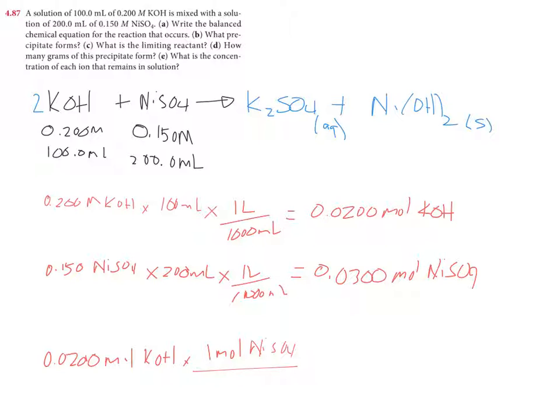We carry out that calculation, and that's going to tell us how many moles of nickel sulfate will react with 0.02 moles of potassium hydroxide. And that easy math, we find that it's 0.01 moles. Well, we have more than 0.01 moles, we have 0.03. So that tells us nickel sulfate is going to be the excess reactant, therefore potassium hydroxide will be the limiting reactant.